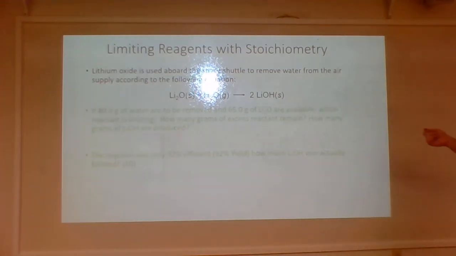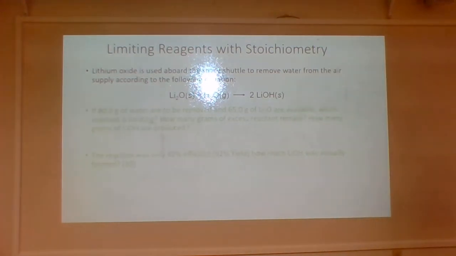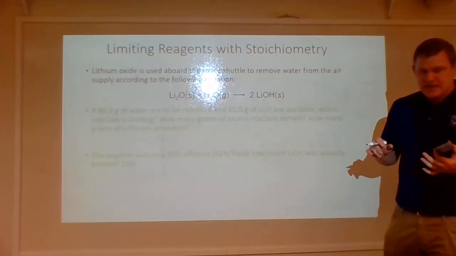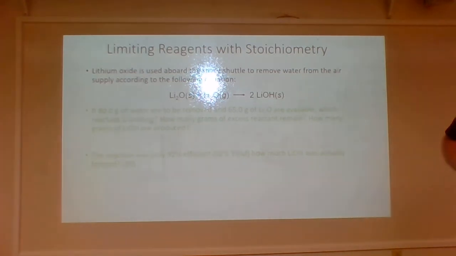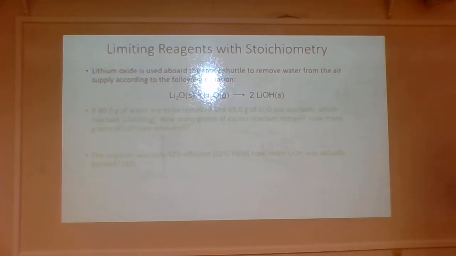The second part of the problem that I could then ask is: if the reaction was only 92% efficient, if there's only a 92% yield, how much LiOH was actually formed? So remember, based on our limiting reagent calculations, we expected there to be 104 grams produced. That was our theoretical yield, the amount that we expect to get based on calculation. Here, we want to find out our experimental yield, how much we actually produced.